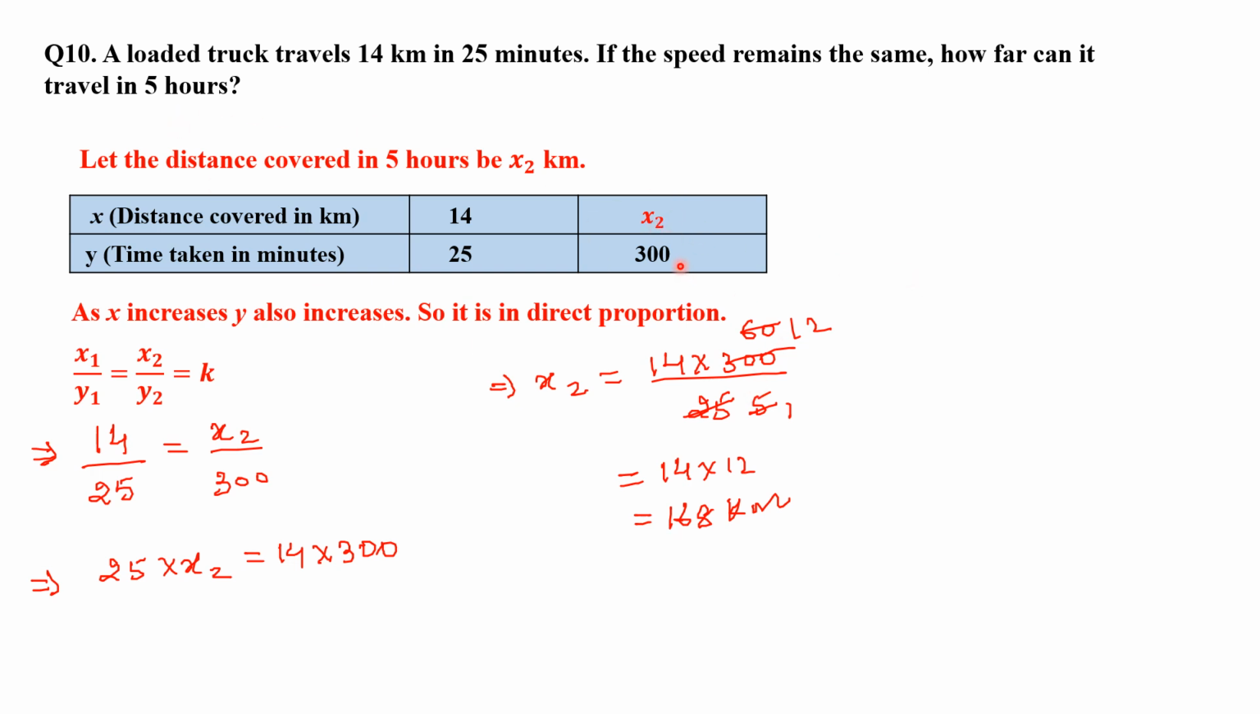Now see, 5 hours I have converted in minutes over here. So 1 hour is 60 minutes. So 5 hours is 5 into 60, which will give me 300 minutes. So this is your last question of the first exercise of the chapter direct and inverse proportion. And next I am going to start with inverse proportion.